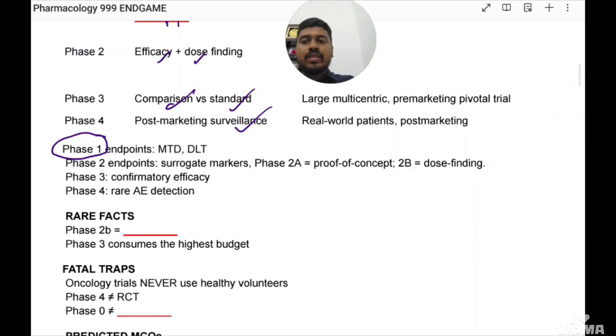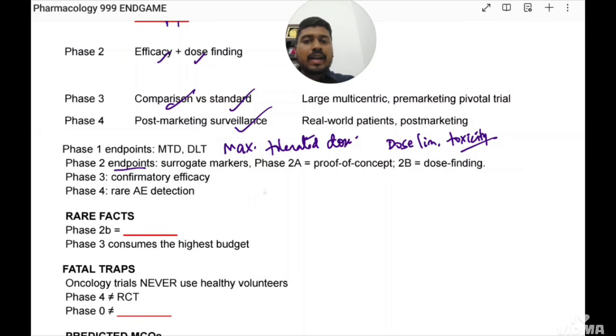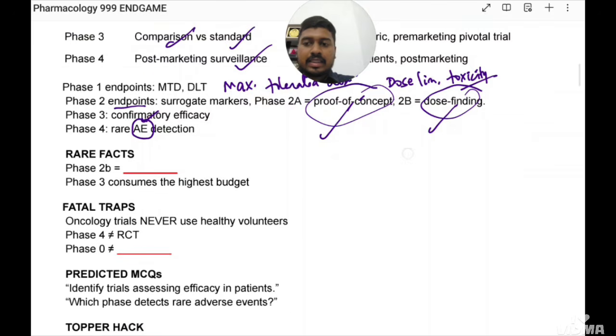At phase 1 you will find what? MTD and DLT. What is MTD? MTD is maximum tolerated dose, and what is DLT? DLT is dose limiting toxicity, okay. What are these? I have told you in the image just now. By the end of the second phase you have proof of concept, that is the drug works, and second is we'll find the optimal dose. Third is to find whether the efficacy is better compared to current standards, and fourth is to detect rare adverse drug reactions.